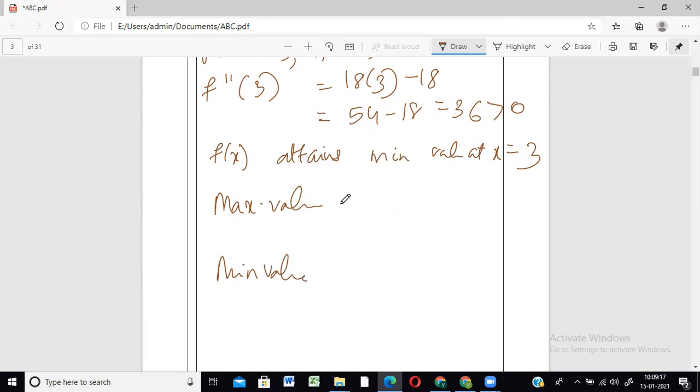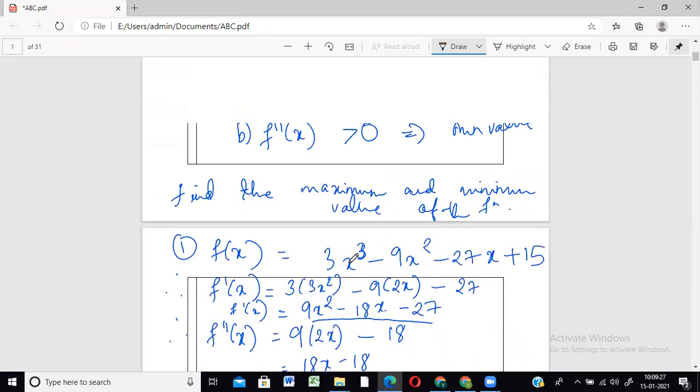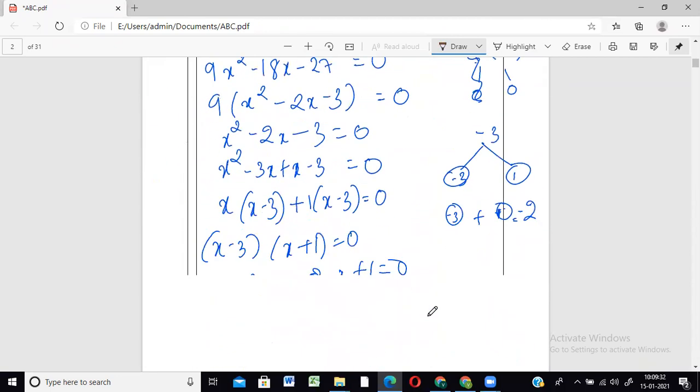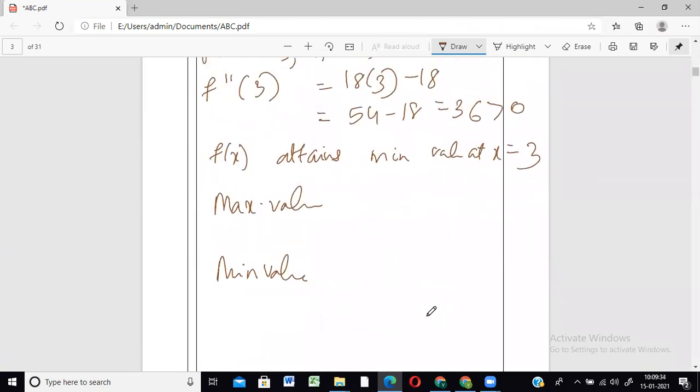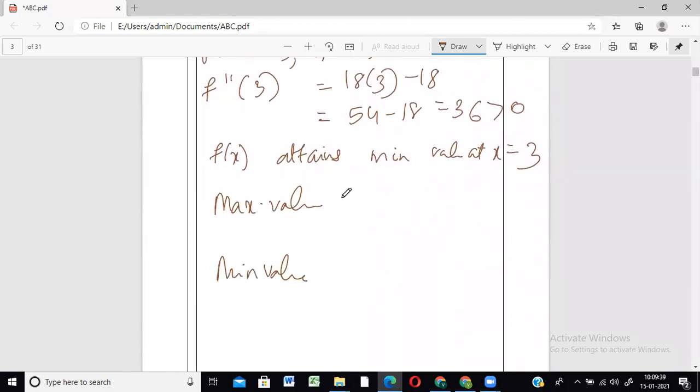Now we know that the function is taking maximum at -1 and minimum at 3, right? So whatever the original function is, what was our original function? The original function is the question: 3x cube minus 9x square minus 27x plus 15. Okay, so this is the maximum value, as we know that it is at -1. So in this function you substitute, wherever you have f of x, 3x cube minus 9x square minus 27x plus 15, you find this maximum at x equal to -1.